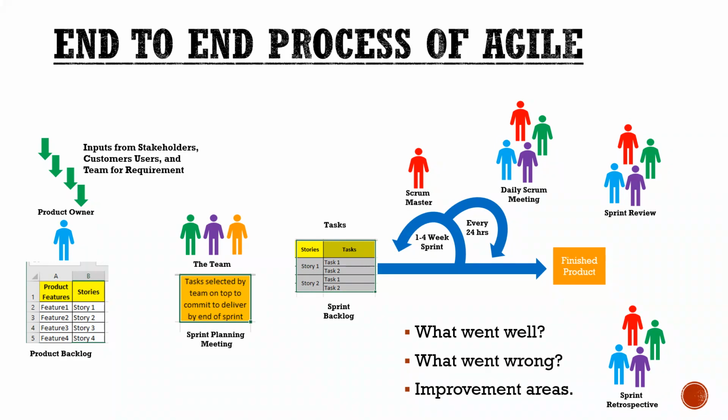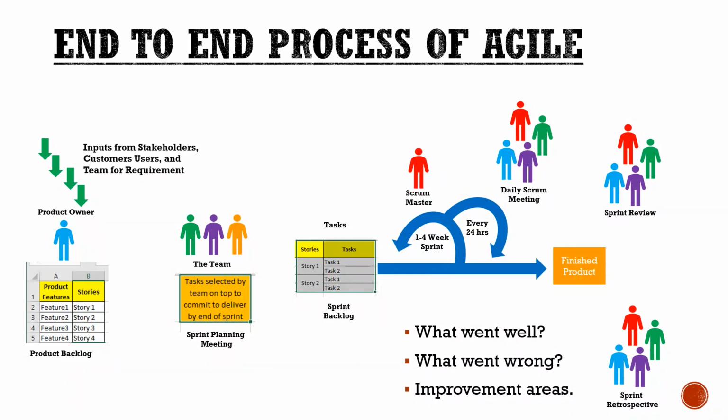After that, from the product backlog we create a sprint backlog. In the sprint backlog only, we will have stories to work on in the sprint. Then we will be running with a sprint.